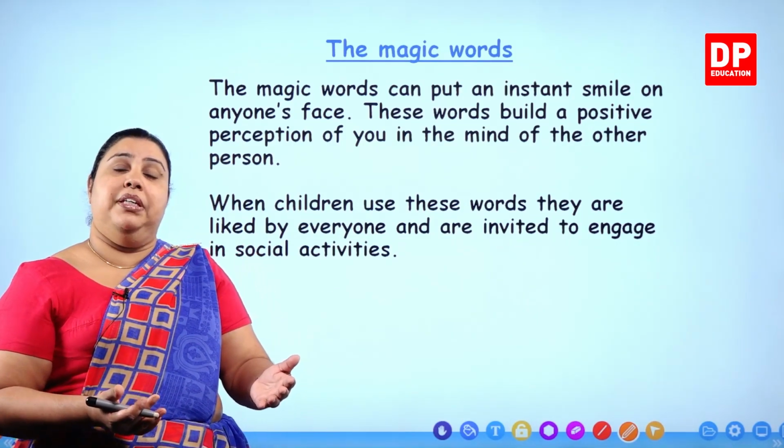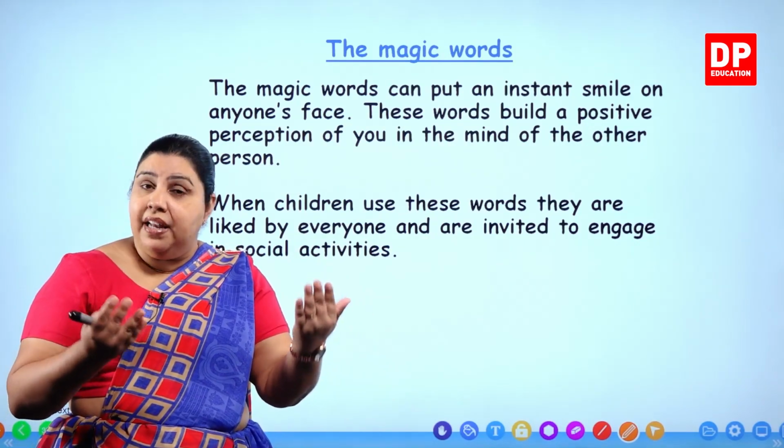And basically the words means that people will love to have you.